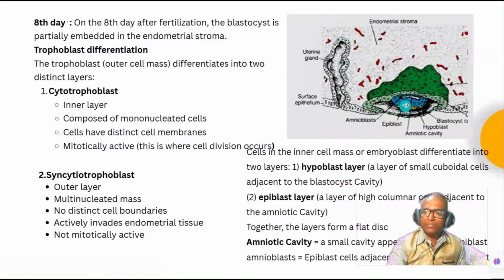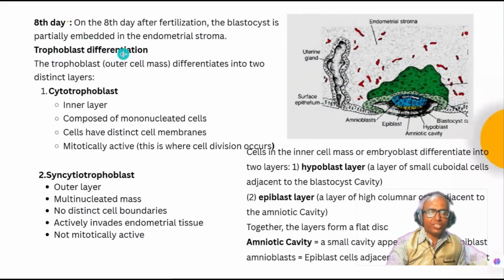Okay, so you see two different layers. The one which is lined by the tall columnar cells and blue in color, and second is a yellow cells. Okay, so this is the bilaminar, and there is one cavity also you can see. These are the epiblast above. So you have the amniotic cavity above, and you will have the hypoblast. So these are the epiblast and these are the hypoblast. And this whole is a blastocyst, okay, which is getting buried inside the endometrium. So on 8th day after fertilization, the blastocyst is partially embedded in the endometrial stroma.